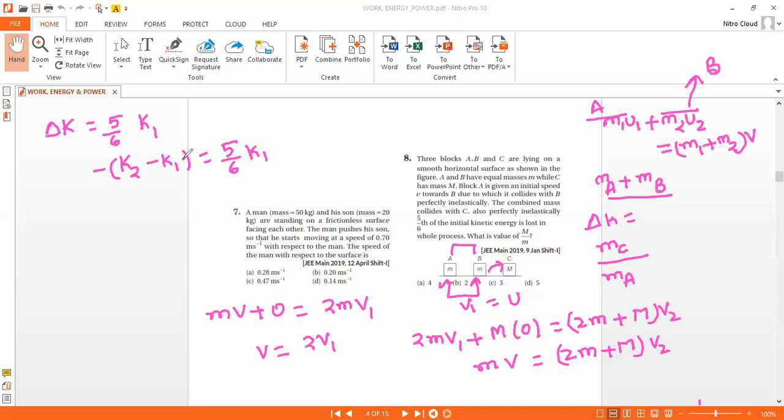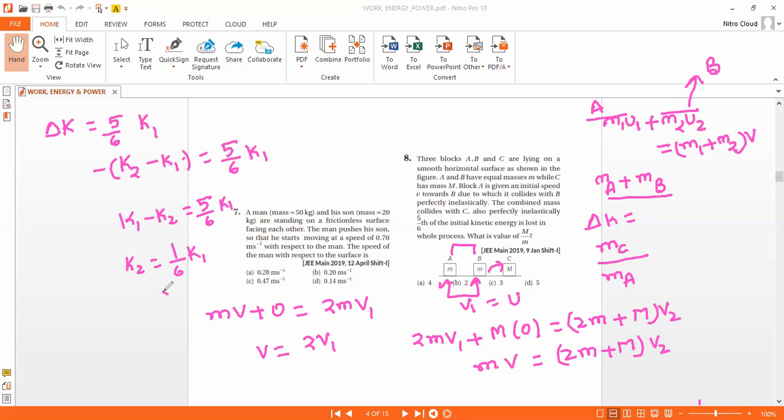Okay, so k2 is equal to k1 minus k2, we'll get as 5 by 6 k1. So k2 is equal to 1 by 6 k1. Can I write, sir, 1 by 6 k1? You can write it. Okay, fine.